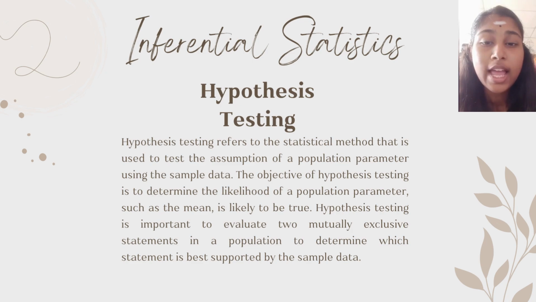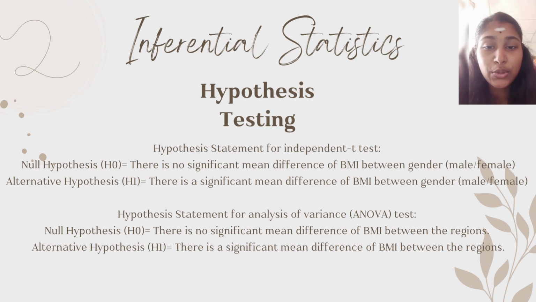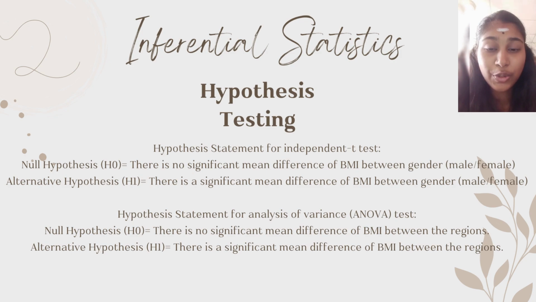Hypothesis testing refers to a statistical method which is used to measure the population parameter using the sample data. Using the sample data, we have come out with two hypothesis statements, for the independent t-test and also the ANOVA test. For the independent t-test, the H0 is there is no significant difference in BMI between gender, and then the H1 will be there is a significant difference in BMI between gender. For the ANOVA test, the H0 is there is no significant difference in BMI between the regions. For the H1, there is a significant difference in BMI between the regions.